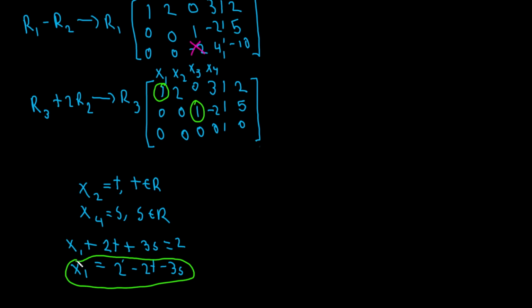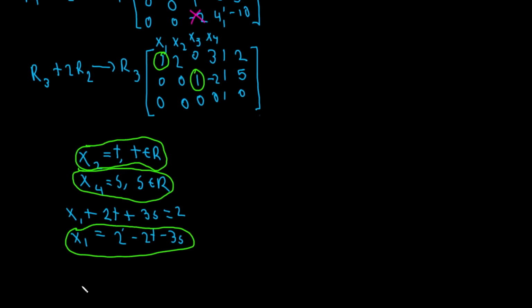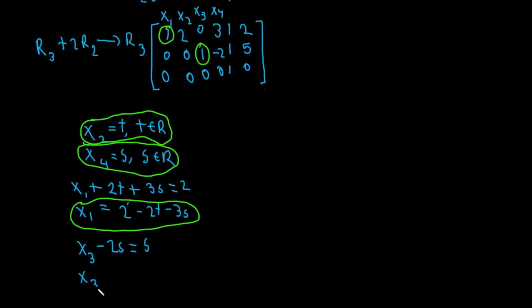We can also circle the solutions to x2 and x4. And these are just equal to some variable because they're free variables. So now we can find a solution to x2, or sorry, x3. So x3 minus 2s is equal to 5, so we can solve for x3, and when we solve for x3, we get that x3 is equal to 5 plus 2s. So these are our solutions to our variables.